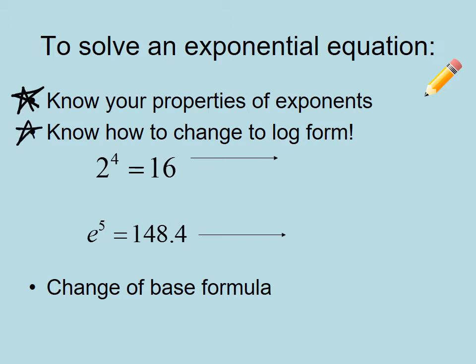You need to know how to change into log form. Remember, the base becomes the base, the exponent becomes the answer, therefore what's remaining becomes your main value. E always becomes ln, the exponent becomes the answer. Therefore, what's remaining becomes your main value.